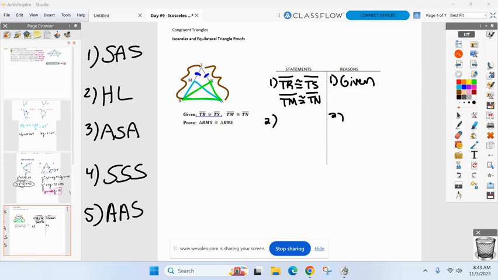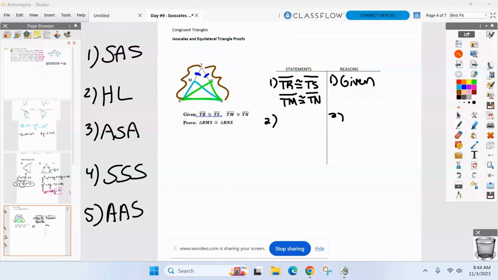I provide the givens for you to use them. Okay? If you find yourself not using a given, something is going wrong. So why in the world did I give you TR equals TS or TM equals TN? What can I do with them to get an actual side in these triangles? Take a look. Because I gave it to you for a reason, right? Not just to write it down and write the word given next to it. Use them. How can I use them?